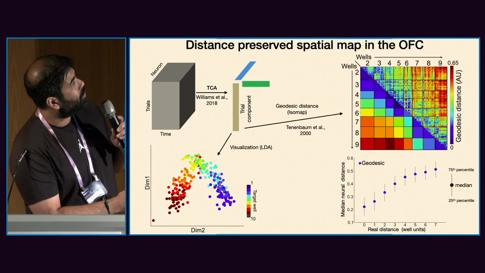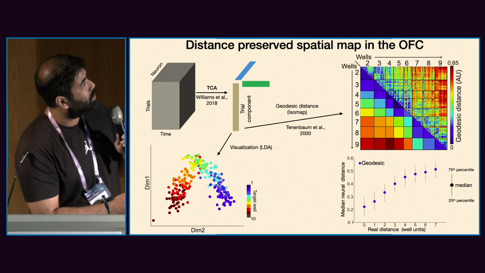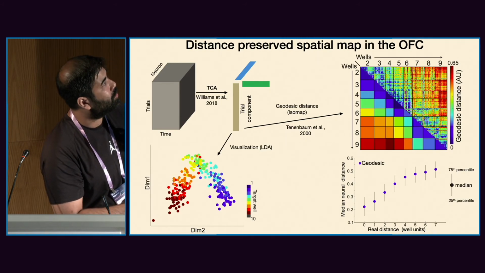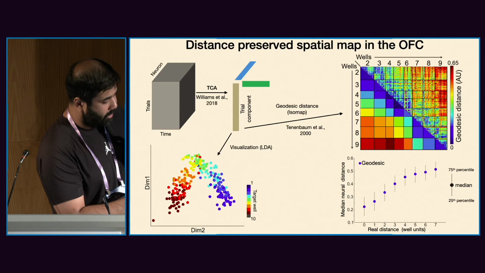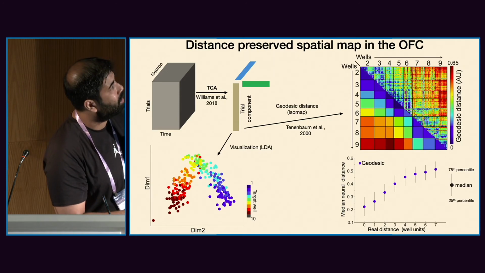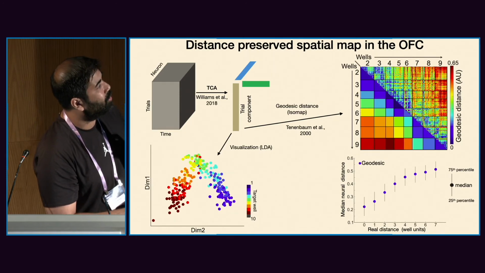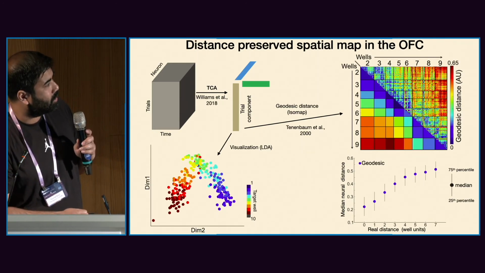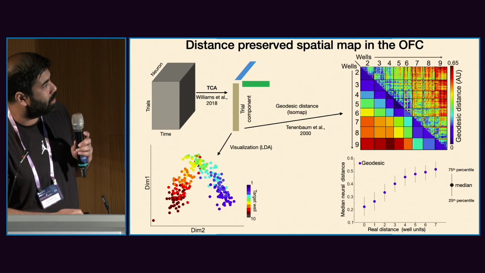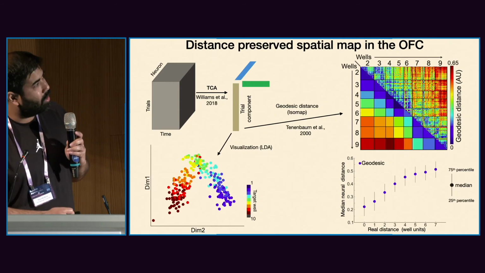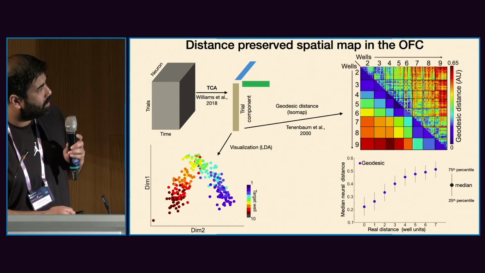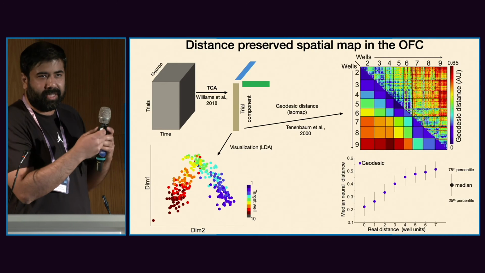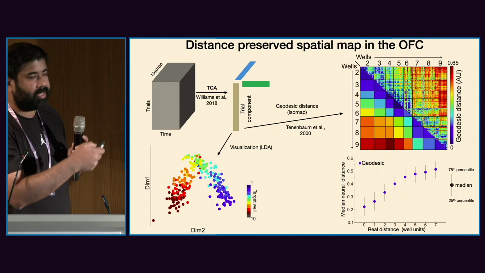And here, if you focus on the upper triangular part of this distance matrix, each pixel is the geodesic distance between two trials, and the trials are ordered based on the well identity. You can see that as you move away from the diagonal, the distance gradually increases, which is further seen if you regress the neural distance against the real distance: you get a near linear plot, right? Which means that the distances in the OFC are almost equal among adjacent wells.